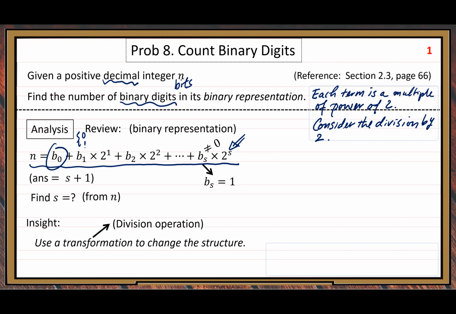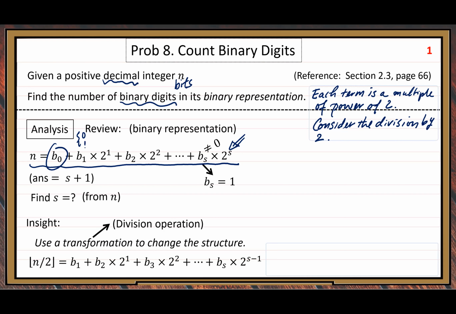So with this observation, now let us do division by 2 on both sides. For the left-hand side, we need to take the floor function because we only want to get an integer expression. And on the right-hand side, you can see the B0 term is gone. No matter whether it's 0 or 1, after integer division by 2, that term is gone.